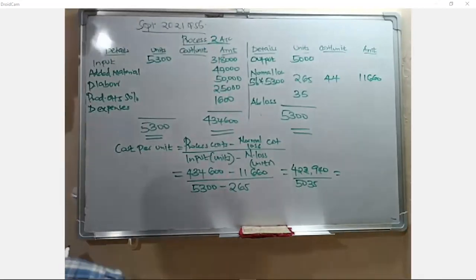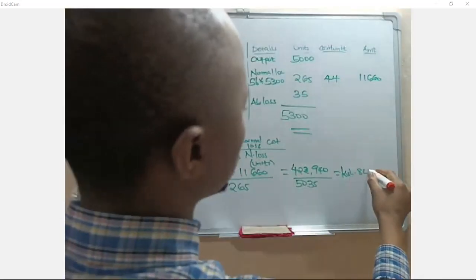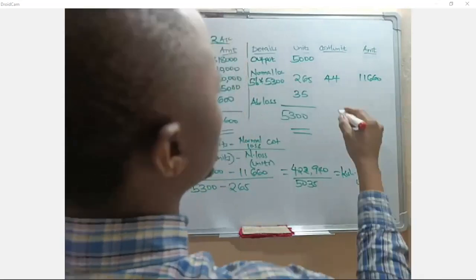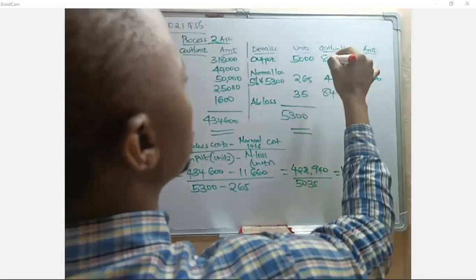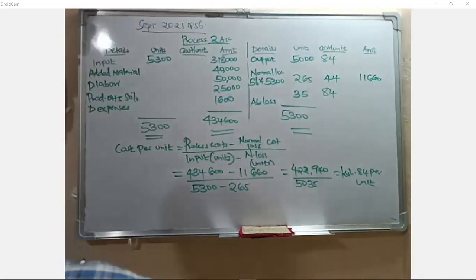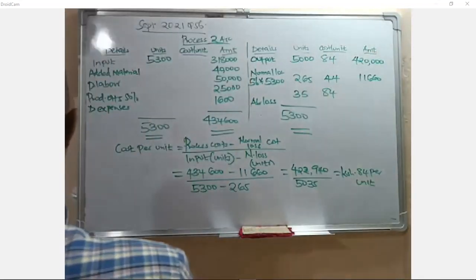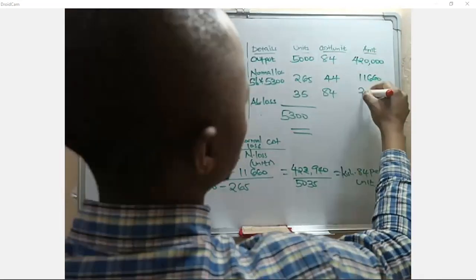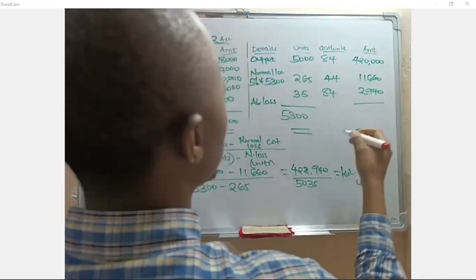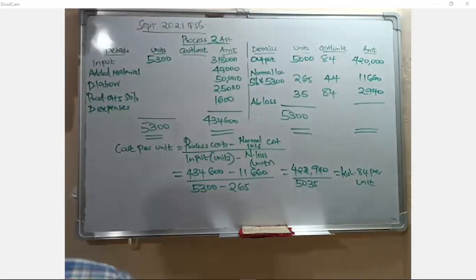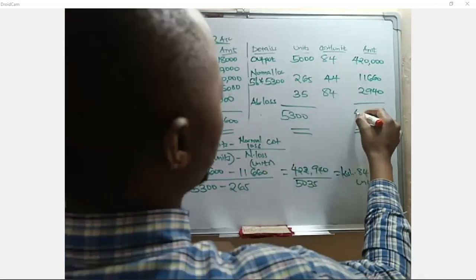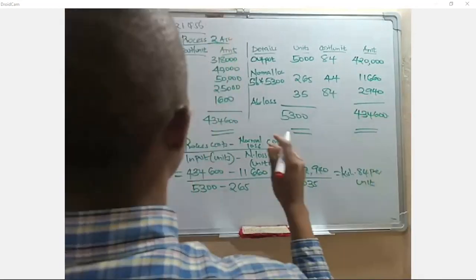How much per unit? 422,940, I divide by my answer, and I'm getting Kenya shillings 84 per unit. So you just put 84 here, and then you put 84. So 84 times 5,000, we are getting 420,000. Then 35 times 84, getting 2,940. Look at whether the debit and credit sides balance. So 420,000 plus 2,940 plus 11,660, we are getting 434,600.